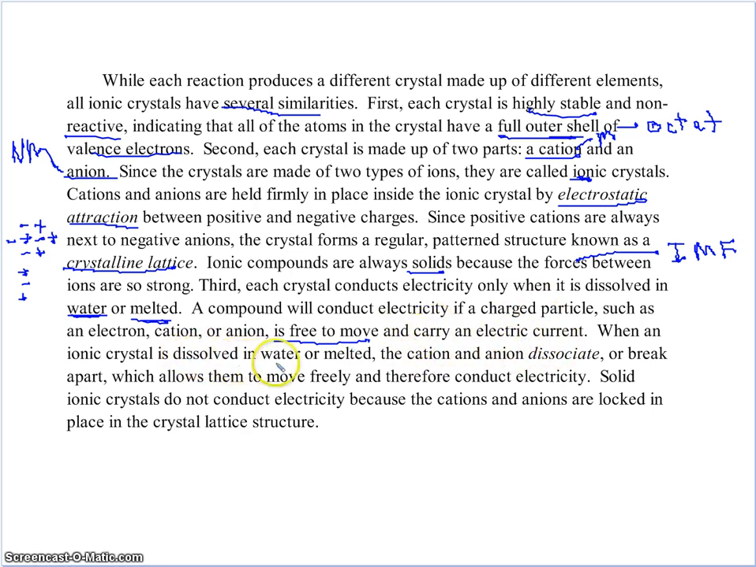When an ionic crystal is dissolved in water or melted, the cation and anion dissociate or break apart, which allows them to move freely and therefore conduct electricity. Solid ionic crystals do not conduct electricity because the cations and anions are locked in place in the crystal lattice structure. Okay, so solid does not conduct electricity.